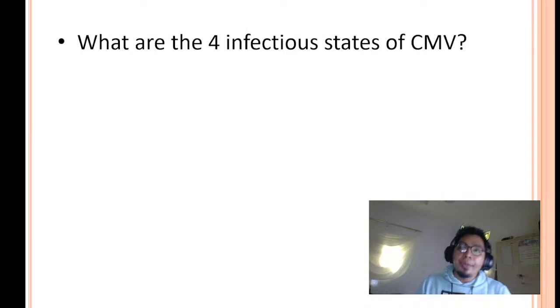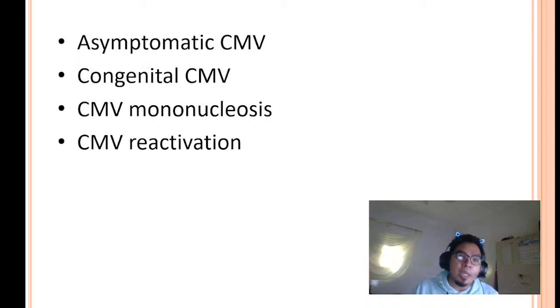There's actually four: asymptomatic, congenital, CMV mononucleosis, and CMV reactivation. Because again, since it's under the Herpesviridae family, it is capable of latent infections. All right, and I need you guys to please put a check mark on congenital. Why is it important for you guys to remember the congenital CMV?